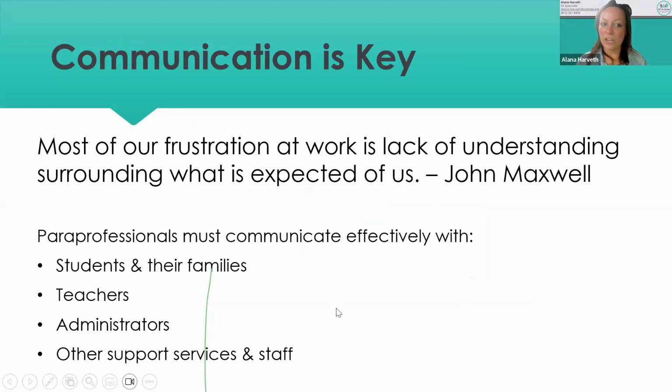It is really key. I think most of our frustration at work is lack of understanding surrounding what is expected of us. John Maxwell, I really like that quote, because if you as a para, I don't know if you've ever felt like this. Have you ever felt frustrated because you don't really know what your role is or what you should be doing in a certain class?